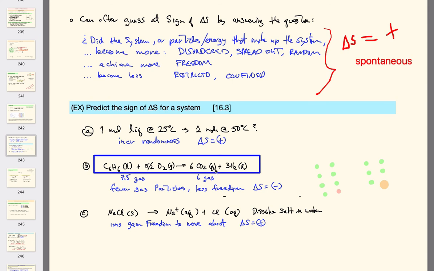But what do I have on this side? 6 gas particles. So guess what happens? I now have fewer particles that can move about the cabin. So what I actually did was I lost entropy. Mother Nature may love this in terms of heat gain. This is going to be exothermic. Mother Nature says, good, that's spontaneous. That's exothermic. I like that. But entropy-wise, she says, I don't like it. And you're going to see in a minute how we balance it out.